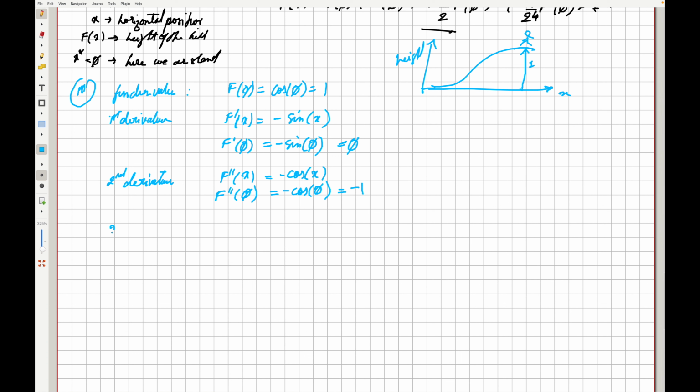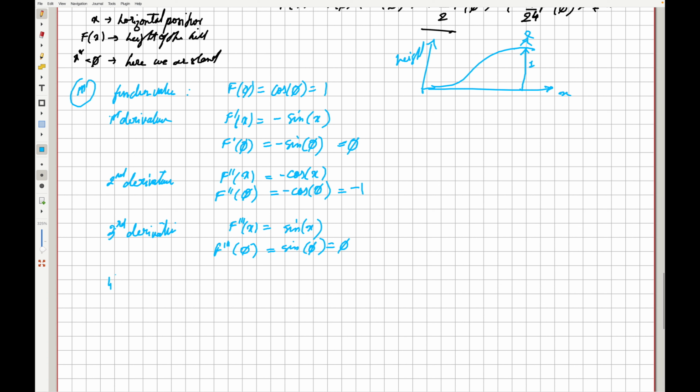Then comes the third derivative. So the third derivative, and here we use f triple prime of x is equal to sine of x, and f triple prime of 0 is equal to sine of 0, that equals 0. So the curvature is not changing at this point. That's what this is saying.